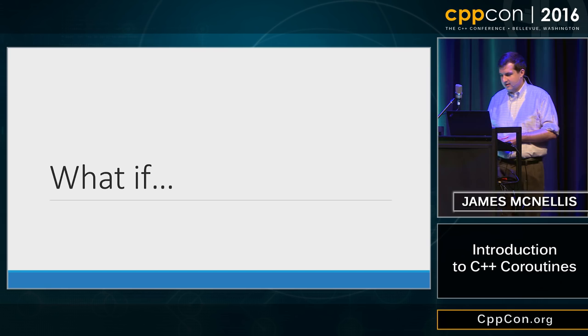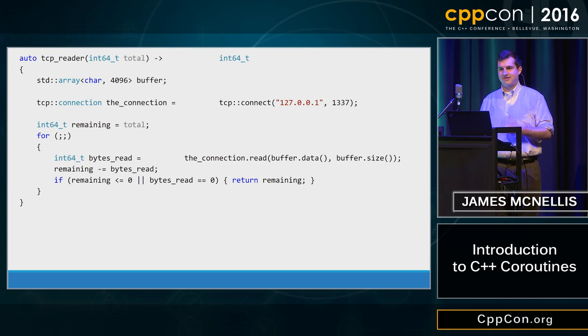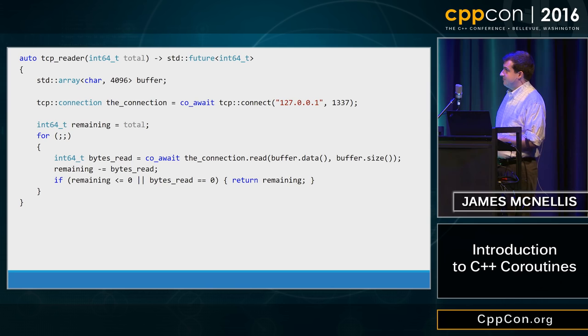So, what if? This is our synchronous program again with a little bit of white space added to it. What if we could write code that looks just like this, but actually has the behavior, or similar behavior, to that asynchronous program? And the answer is, with coroutines, we can. And so what do we need to do to make this program asynchronous? Here we go. Three changes. If you didn't see them, here they are in red.